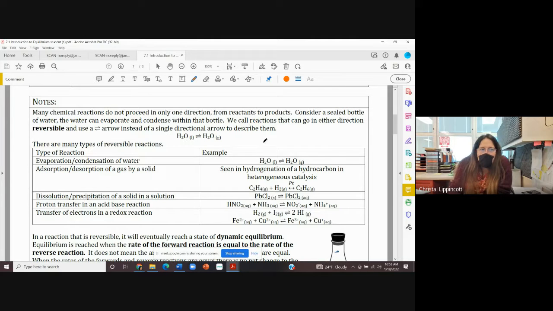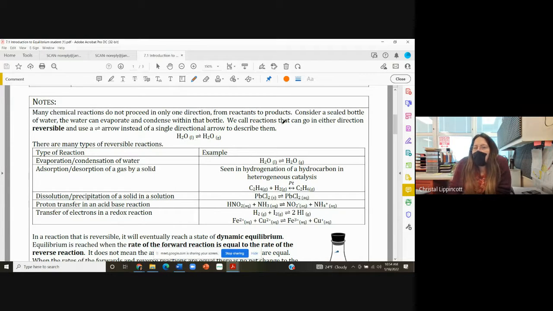All right. So many chemical reactions don't proceed in only one direction from reactants to products. So just like you were throwing the paper, you were throwing it from both sides. One side was reactants, one side was products. Whichever side started out with all the paper at the beginning, that was the reactants. The side that was receiving the paper then was the products, and they were getting thrown back and forth. So if we had a sealed bottle of water, the water can evaporate and condense within that bottle.